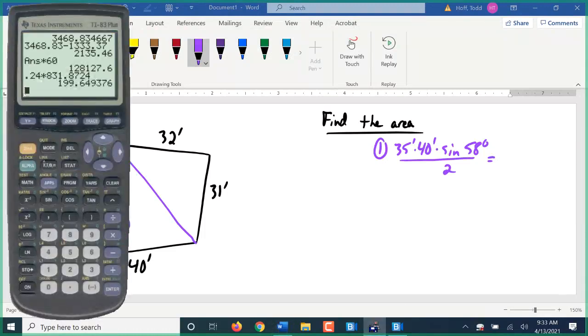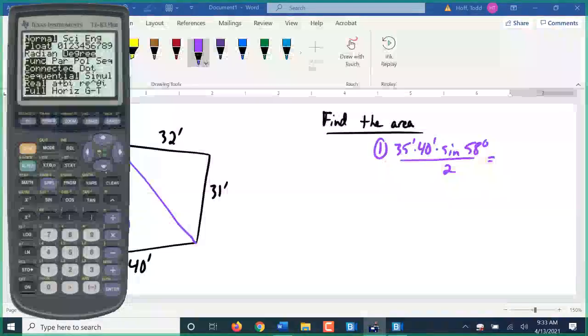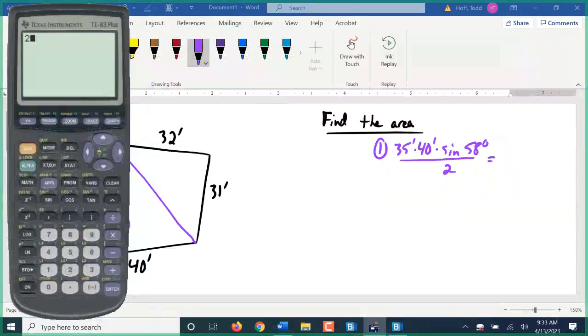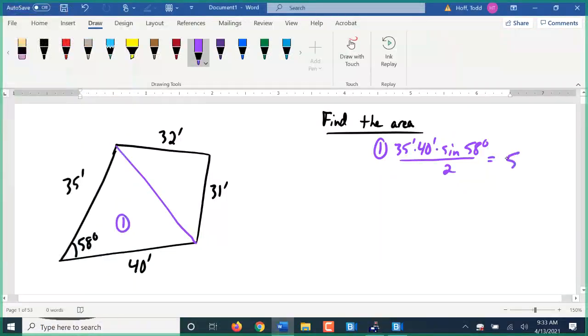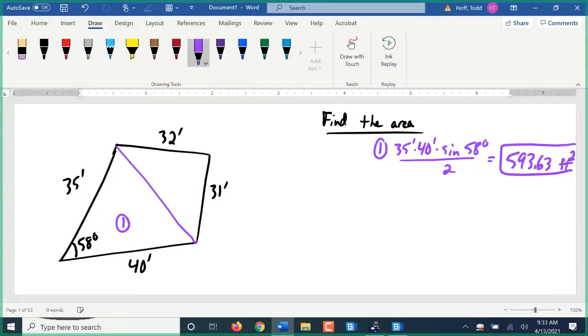So I'm going to do that. Make sure my modes are correct here. They are. So 35 times 40 times the sine of 58 degrees, and then divided by 2 because it is a triangle. So 593.63. And that's going to be square feet. So that's our first piece, but we need to find this second piece over here.